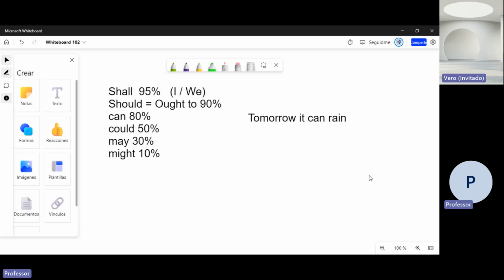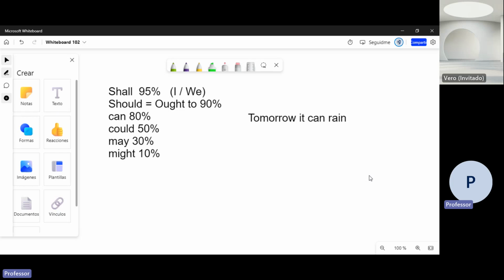Ahorita que me decías, okay, yeah, it's right. In Mexico, there are more earthquakes, etc. So for you, there you use a verb or a modal verb to express your probability, because that is for you, not for me. And that is totally correct.